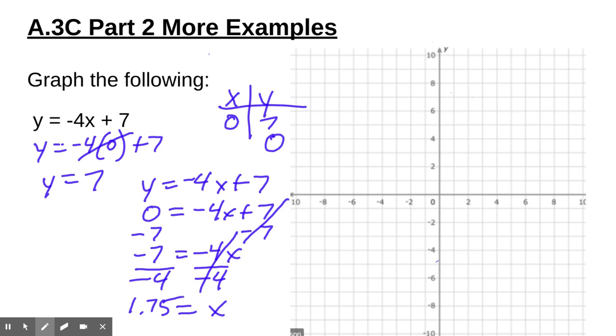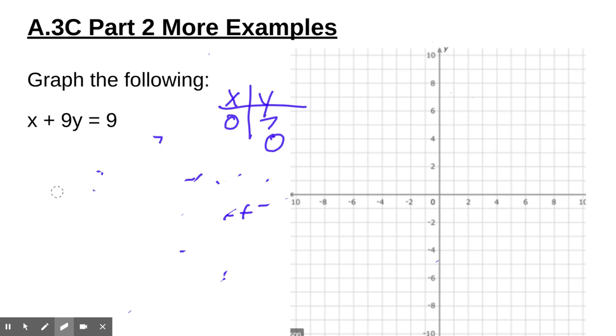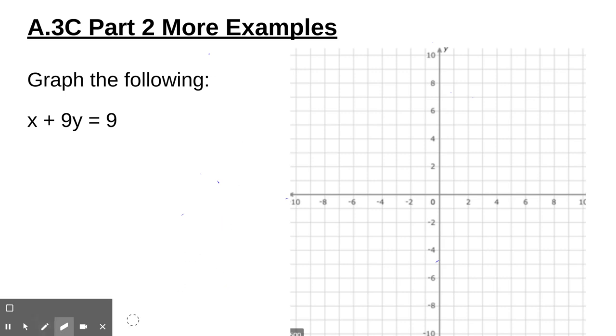Okay. And let's see what else we got. Okay, we got another one. And this is x plus 9y equals 9. Okay, here we go.